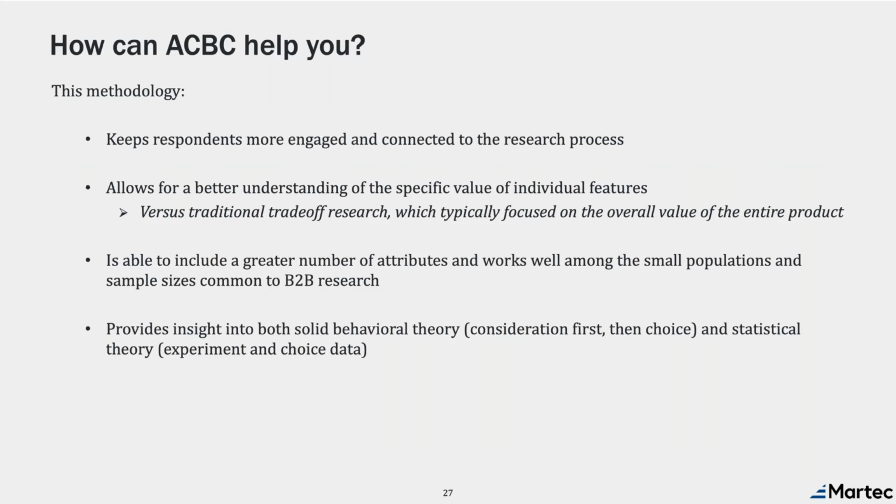This process keeps the respondents more engaged. It allows for more specific understanding of the individual features and the value of the individual features. In some cases, you can even do price elasticity on individual features, versus traditional trade-off research or conjoint research, where you're typically looking at the value of the entire product. ACBC is able to include a greater number of attributes and works well with some of the small populations or small sample sizes common to B2B research.